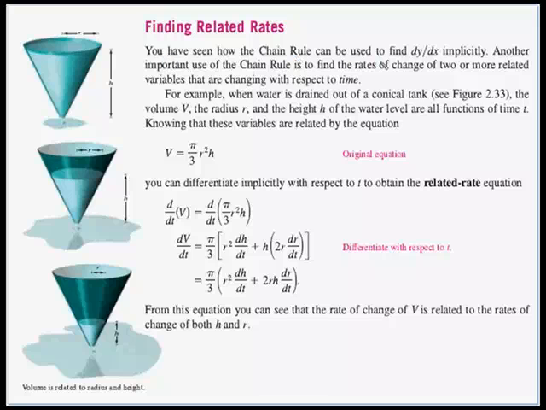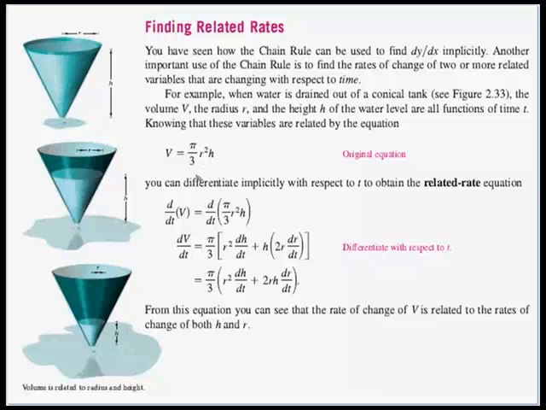So you've seen how the chain rule can be used to find dy/dx implicitly. Another important use of the chain rule is to find rates of change of two or more related variables that are changing with respect to time. For example, when water is drained out of the conical tank, the volume V, the radius r, and the height h of the water level are all functions of time. Knowing that these variables are all related by this equation, volume equals 1/3 pi r squared times h, we can differentiate implicitly with respect to t to obtain the related rate equation.